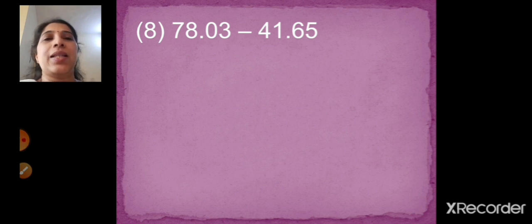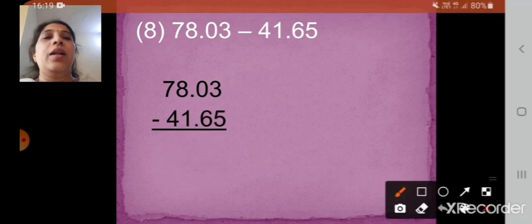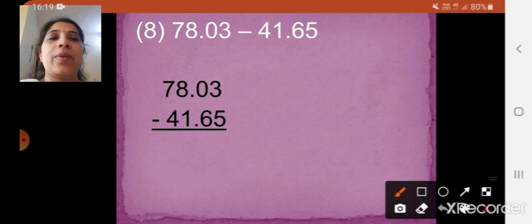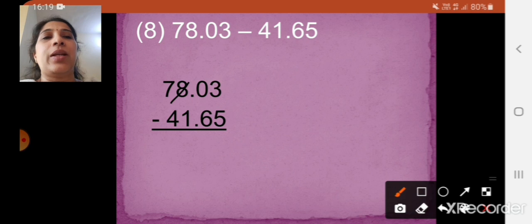The next one is 78.03 minus 41.65. So let's arrange them vertically. 78.03 minus 41.65. Now 3 minus 5. You cannot subtract 5 from 3. So you are going to borrow 1 from the tens place. But in the tens place it is 0. So you will borrow 1 from the units place. So in the units place it will become 7, and in the tens place it will become 9, and in the hundreds place it will become 13. Right? Now 13 minus 5 is how much?